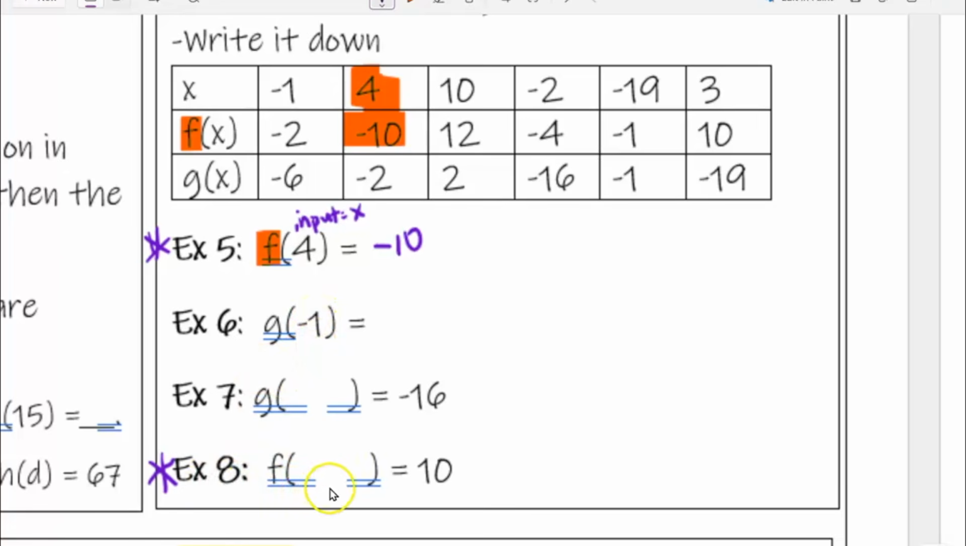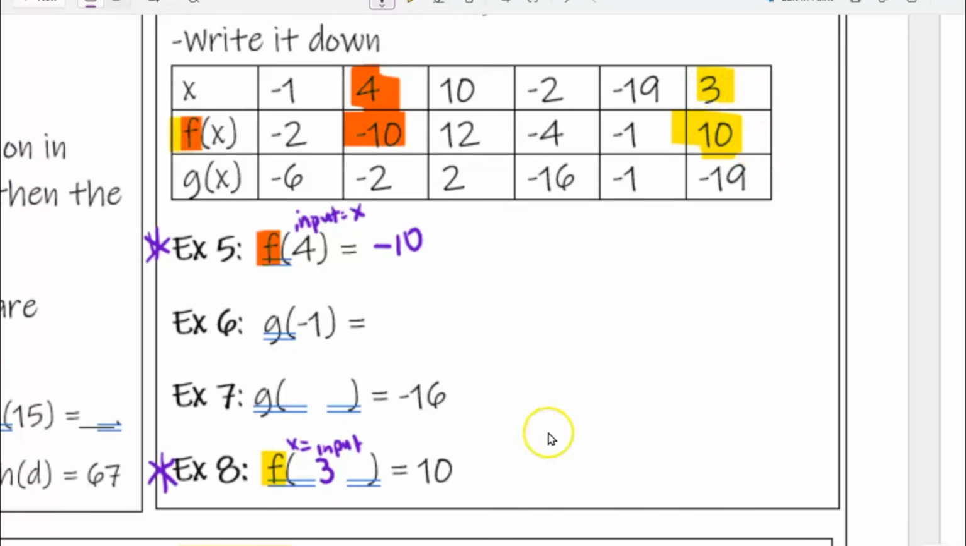Okay, now I'm going to do example 8. For me, I don't know what my input is. That's what this is telling me. So it's asking me, what is my x? Because I don't know what it is when my f of whatever it is is equal to 10, when my y is equal to 10. All right, so again, I'm going to go to f because that's my name. So this is my name, f, and I want to go find the answer 10. So I look around f and I see the answer 10 right here. Now the question is, what is my input at that 10? Here is my input. It is 3.